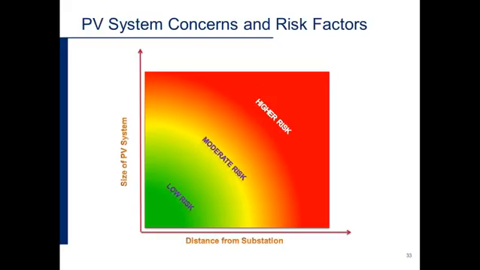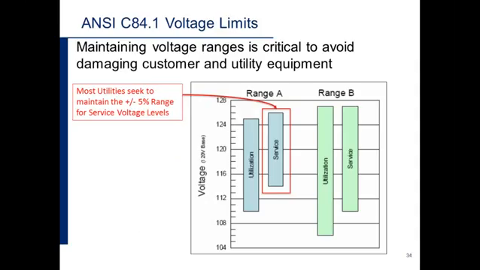And I think suffice it to say that if you have one or two small rooftop systems, utilities, wherever they are, probably aren't going to experience any major disruptions. But as you start to get higher and higher levels of penetration of PV, potential problems and the risk factors grow.